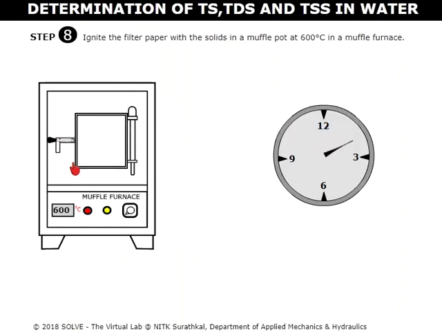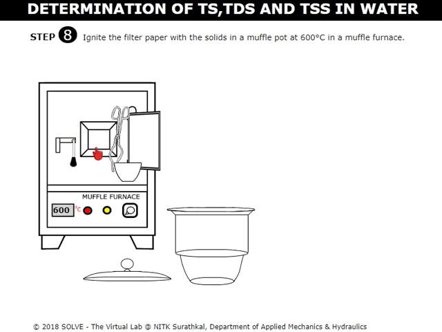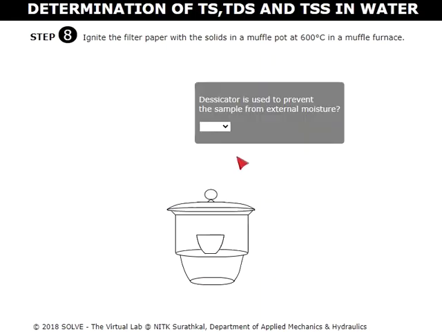Now ignite the filter paper with the solids in the muffle pot at 600 degrees Celsius in a muffle furnace. Click here to open the door. Now remove the pot and place it in the desiccator. Close the lid of the desiccator and let it cool. Select the correct answer in the pop-up question to proceed to the next step.